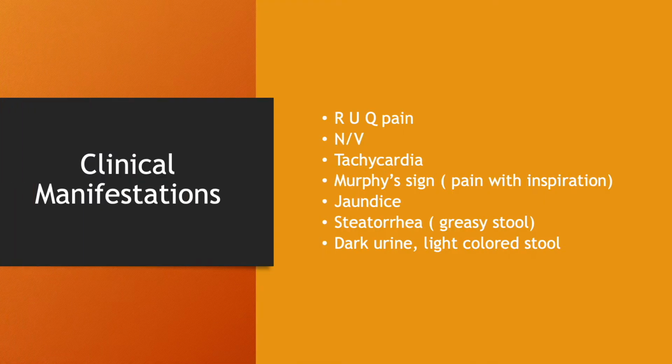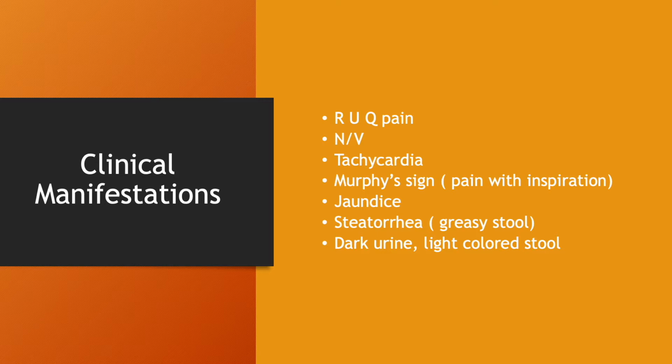Now, clinical manifestations of cholecystitis are things such as right upper quadrant pain, because the gallbladder is located in the right upper quadrant. Also, nausea and vomiting, as well as tachycardia, which is that increased heart rate, may be manifested, and something called Murphy sign is going to be present. This is pain upon inspiration when we inhale air, Murphy sign.